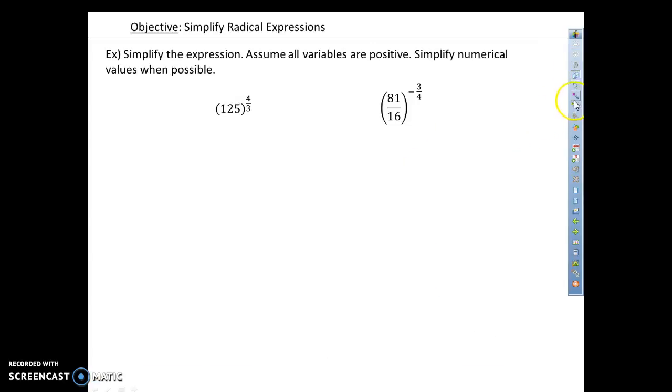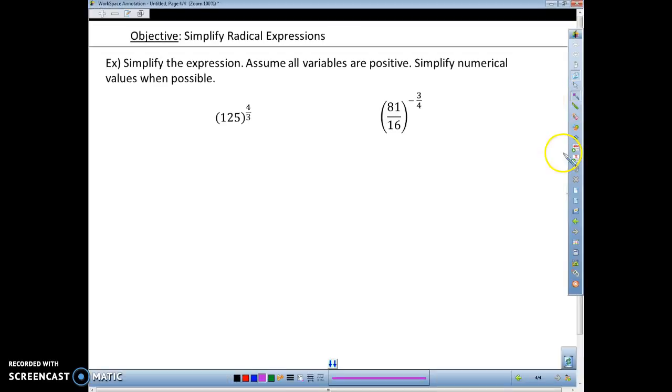So here are our first two examples. Please write these down inside your notes, numbers 1 and 2. And here I have 125 to the 4/3 power. So since I have a power, I'm going to distribute this into my base. So I now have 125 to the 4/3 power.